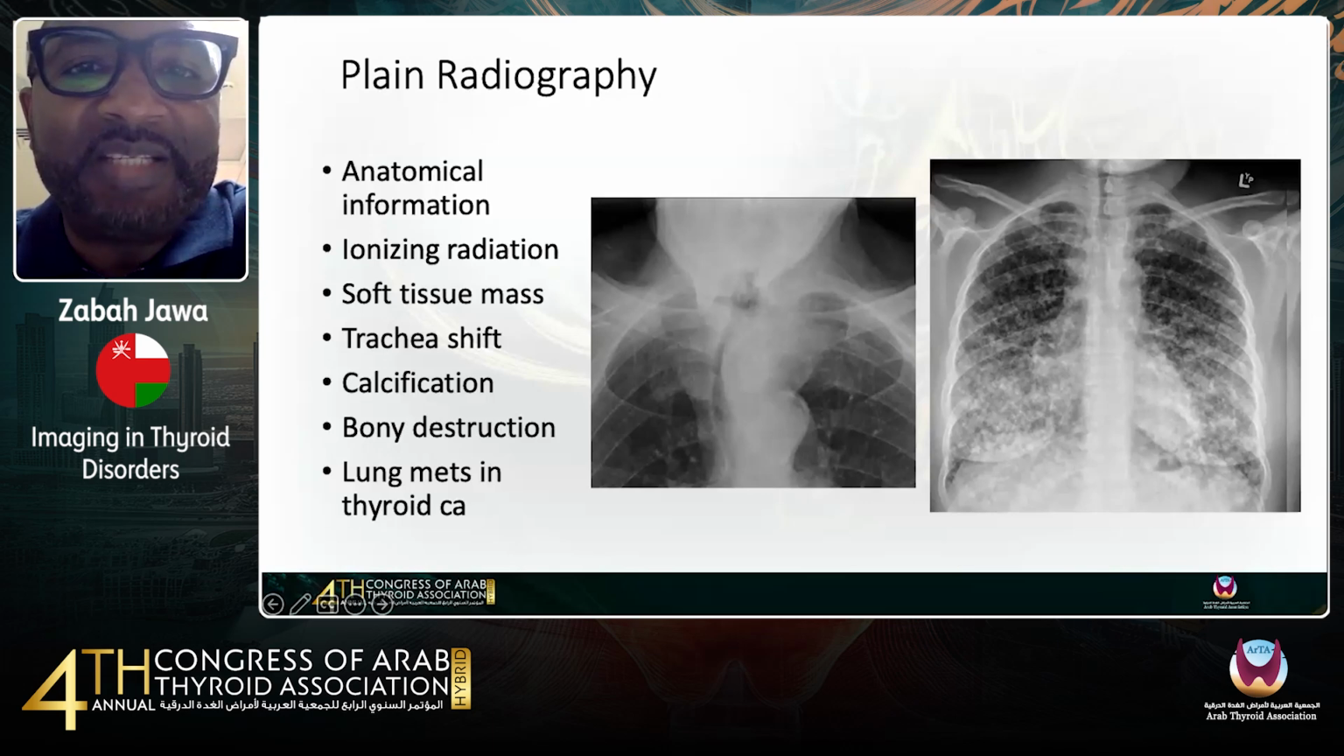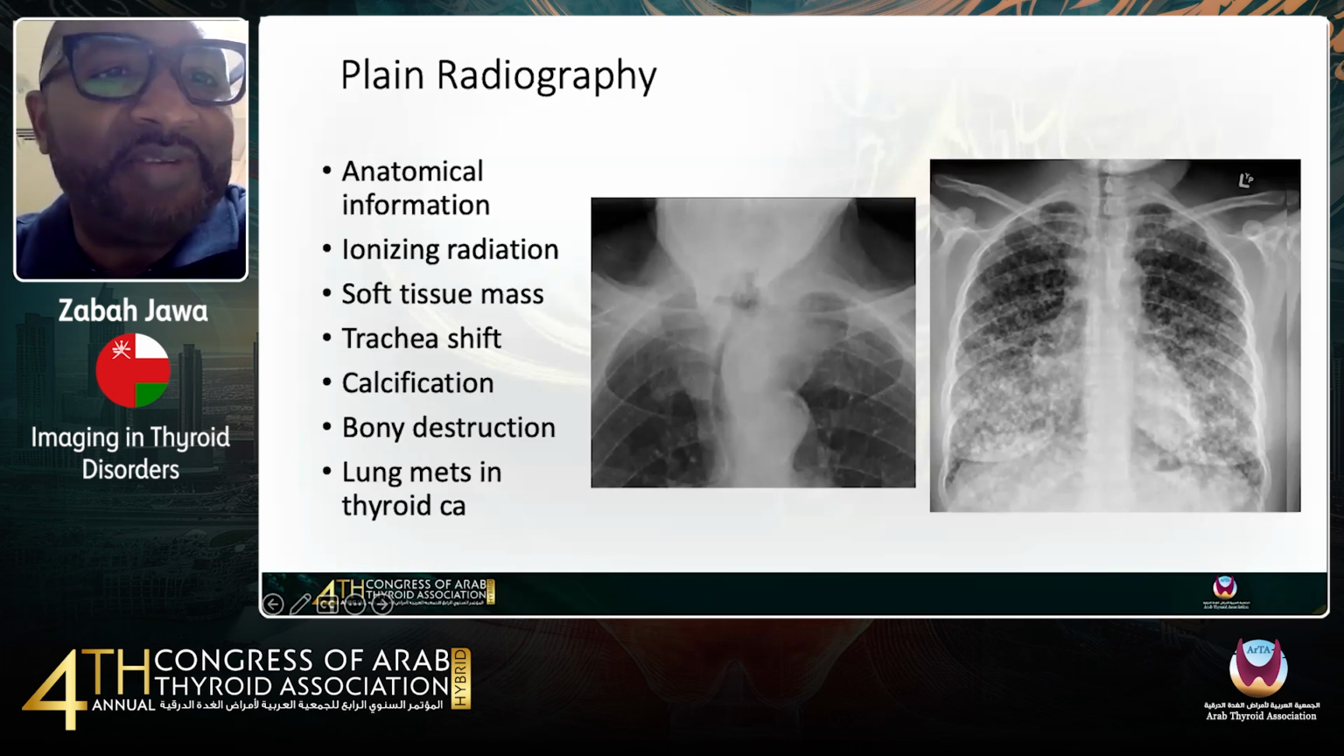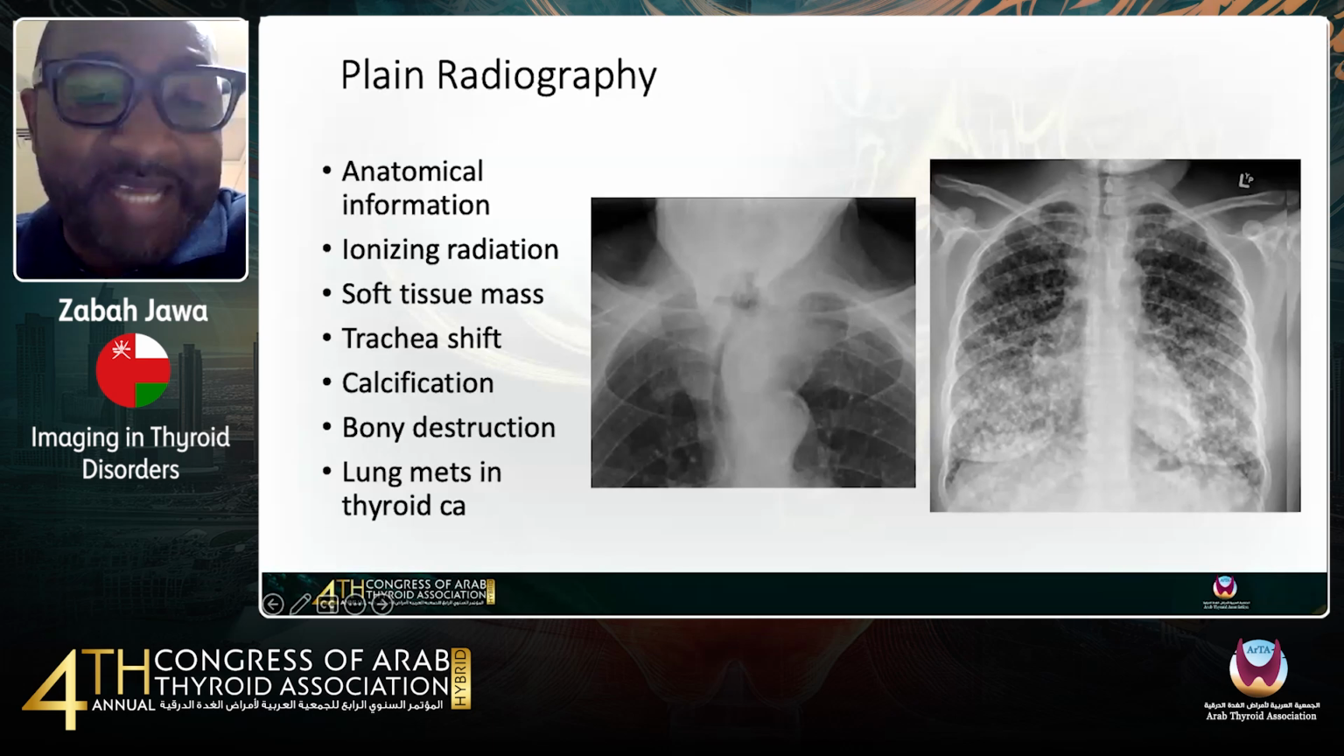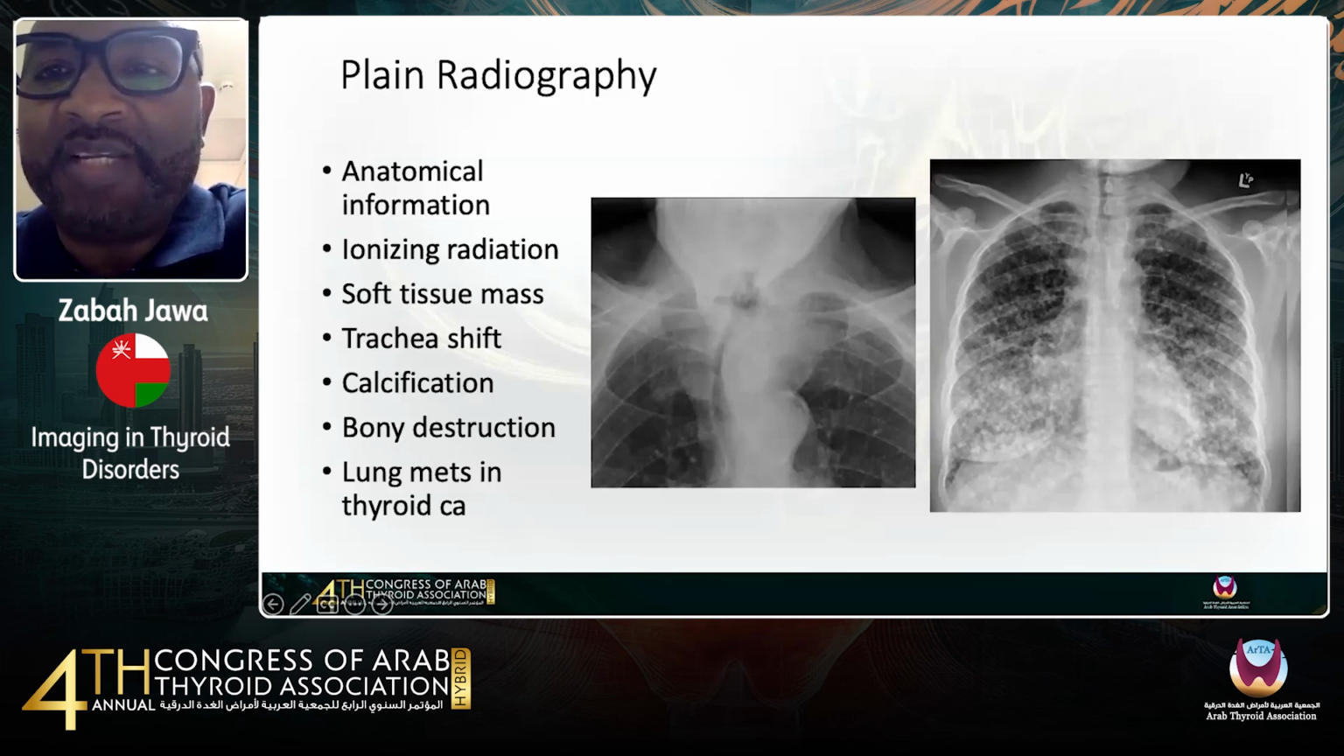If you look at this, you'll see that there's a soft tissue swelling in the anterior part of the neck, and you can see the lucency of the trachea, deviating the trachea to the contralateral side. It gives you information on calcification, on bony destruction, and of course, in patients with metastasis from thyroid cancers, chest X-ray is also still very useful in determining the presence or absence of lung metastasis.